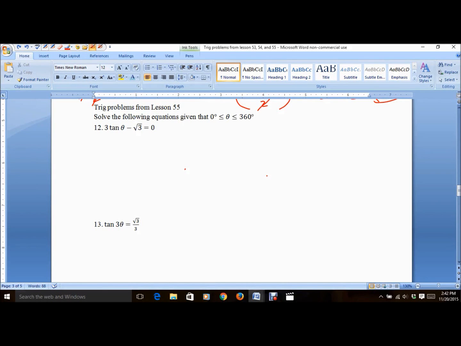Okay, these are the trig equations and evaluations from lesson 55, and on these I'm going to do this without using the unit circle. I'm going to do it using the triangles that we learned about at the beginning of the year because I don't know if some of you like to do it that way better.